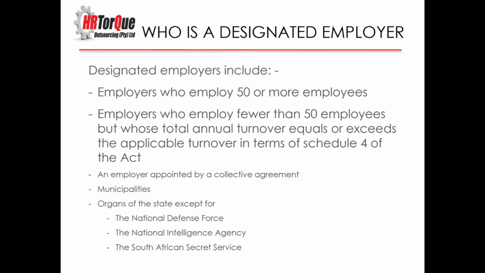If you have less than 50 employees, but your turnover is more than the applicable turnover in terms of Schedule 4, if you need a copy of Schedule 4, if you're not clear, please let me know afterwards and I can send that to you. So if you have 3 employees, but your turnover in your particular industry is greater than the turnover specified by the Department of Labour, you may still be designated and would then need to comply with the various sections of the Employment Equity Act. And then we obviously have other people which won't apply here, such as employers appointed by a collective agreement, municipalities, and most organs of state, except for the 3 that are listed there.